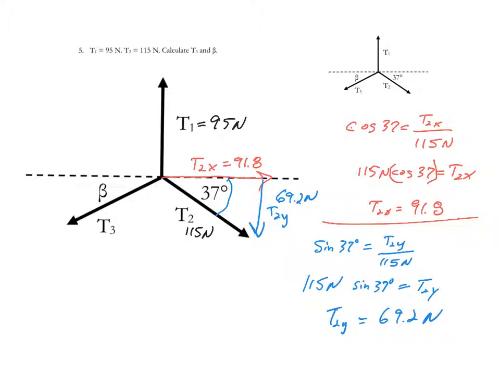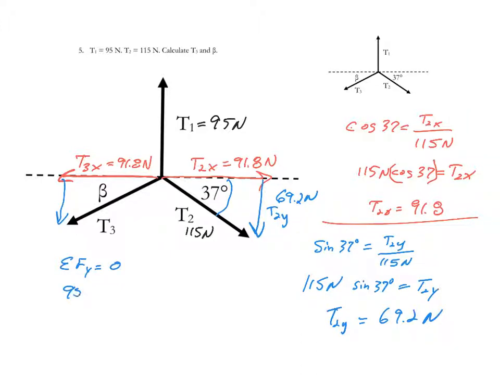Now, I need a T3x over here. Since there's only two x components, it has to equal the other side. This is almost exactly what we did the other day. However, I can't make that assumption with the y. I have to go to sum of the forces in the y direction equals 0.